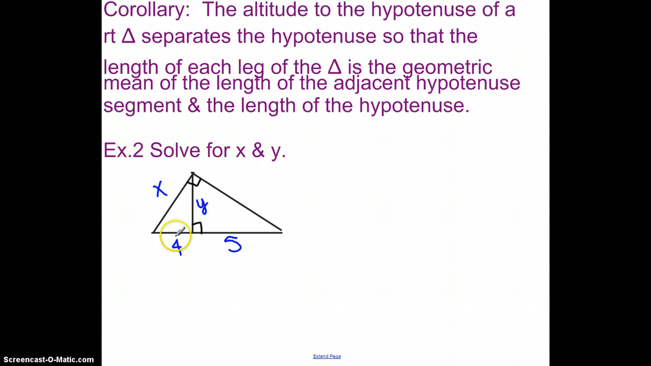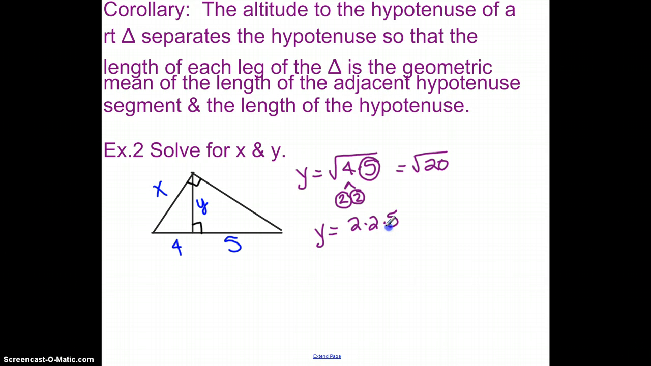Here's a perfect example of one where I want to find y. So y would be the geometric mean of these two pieces. So to find y, it would be the geometric mean of 4 and 5. Now, just like we did in the last one, I could put this together and do 20. Or it might be helpful for me to break this down a little bit. Because remember, 4 is 2 times 2. And 5's prime. So that means this is really 2 times 2 times 5.